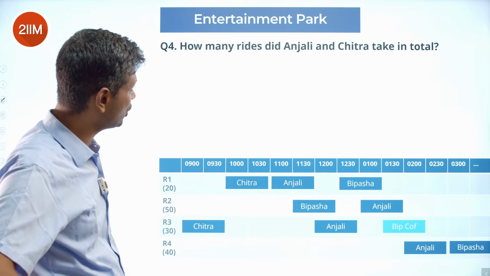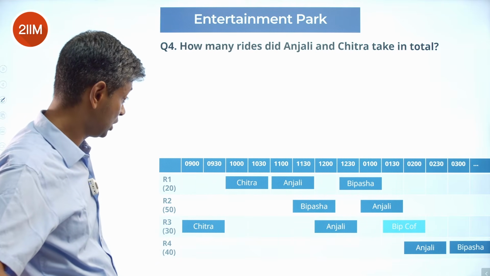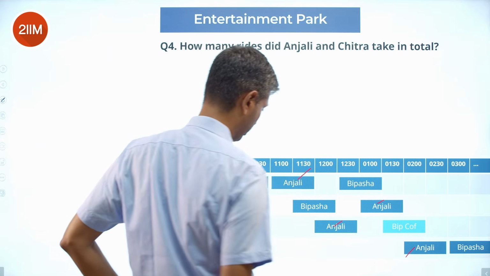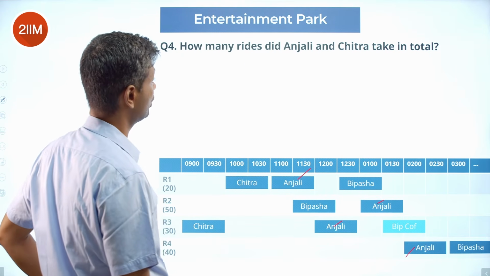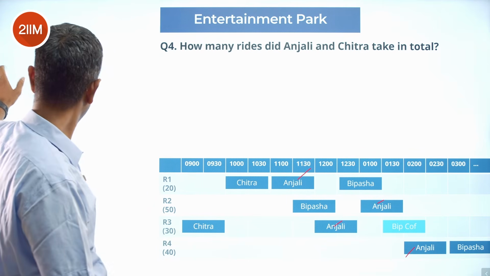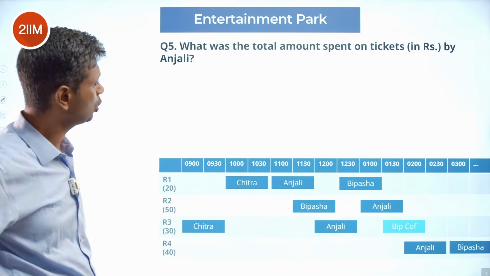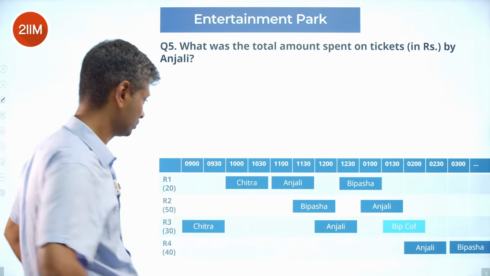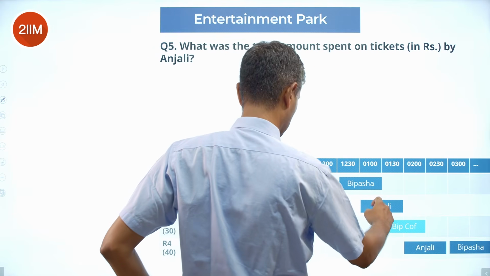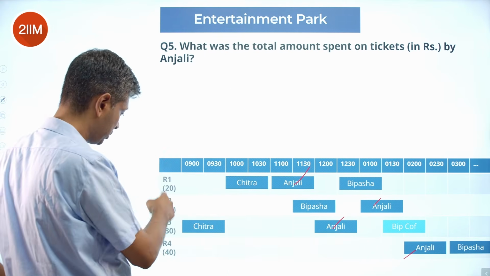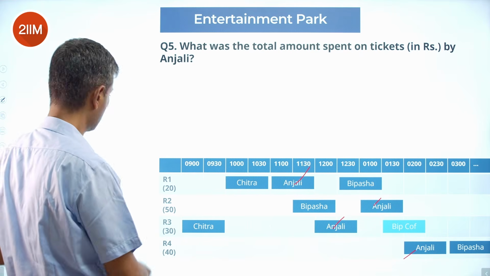How many rides did Anjali and Chitra take in total? Anjali does 1, 2, 3, 4, all of them. And Chitra takes 2, R1 and R3. So Anjali and Chitra totally take 6 rides. What is the total amount spent on tickets by Anjali? Anjali does all 4. R1, R2, R3, R4. 20 plus 50, 70 plus 30, 100 plus 40, 140.